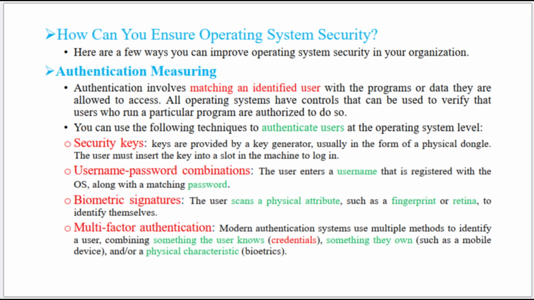Biometric signatures. The user scans a physical attribute such as a fingerprint or retina to identify themselves. Multi-factor authentication. Modern authentication systems use multiple methods to identify a user, combining something the user knows, credentials, something they own, such as a mobile device, and/or a physical characteristic, biometrics.